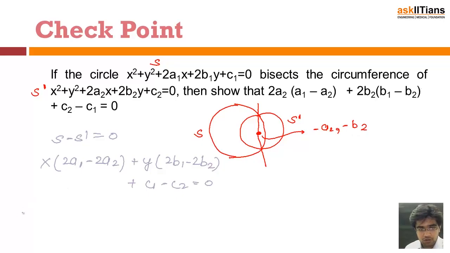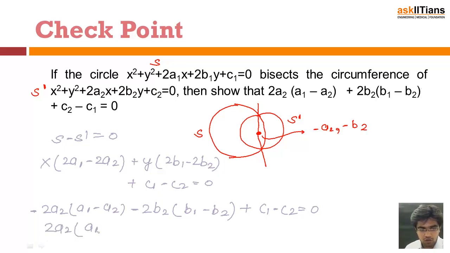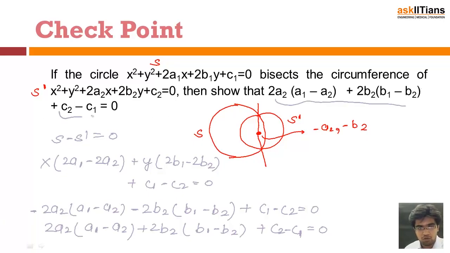So let's put these values in place. Minus twice a2 times (a1 minus a2), minus twice b2 times (b1 minus b2), plus c1 minus c2 is equal to 0. Or if I want to rewrite this equation, then I can say twice a2 times (a1 minus a2) plus twice b2 times (b1 minus b2) plus c2 minus c1 is equal to 0. I have just multiplied with the negative sign. So hence you can see that we have proved what we wanted to prove.